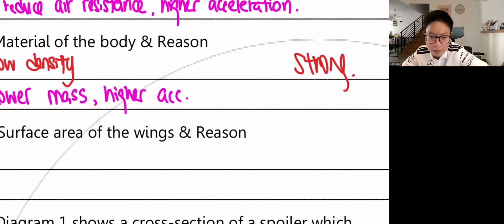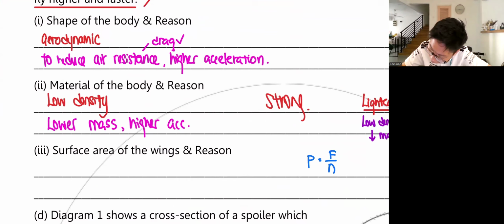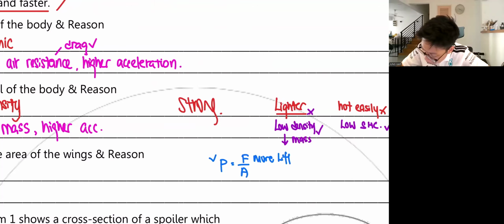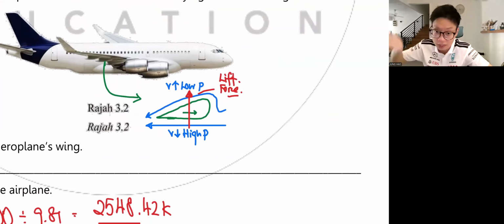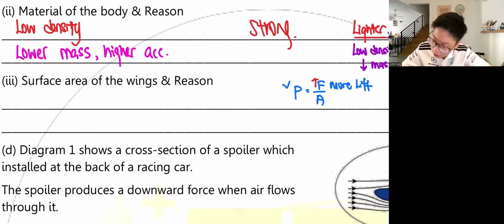So what about the surface area of the wing? Since we want to have pressure so that you can produce more lift force, because your purpose here is you want to have this red color force, which is called the lift force. So you want to produce more force. Therefore, what must you do? P multiplied by A equals F. You want more force, which means your area must be bigger.